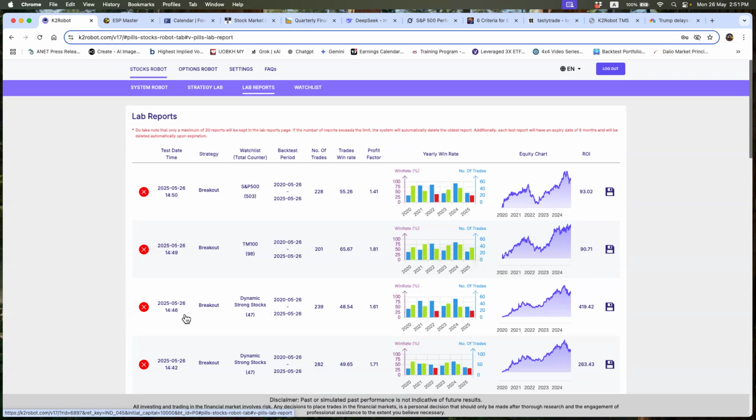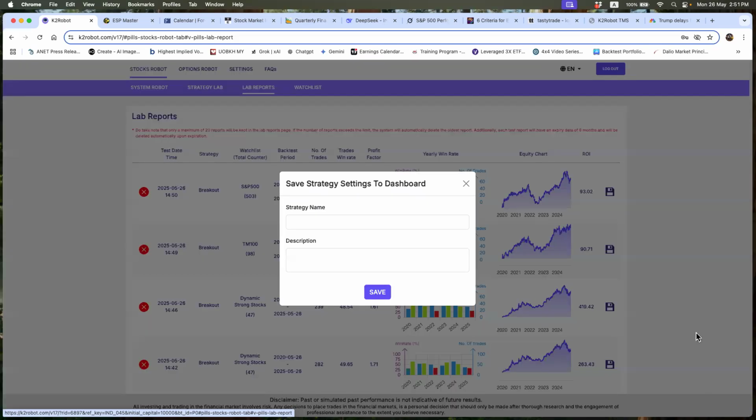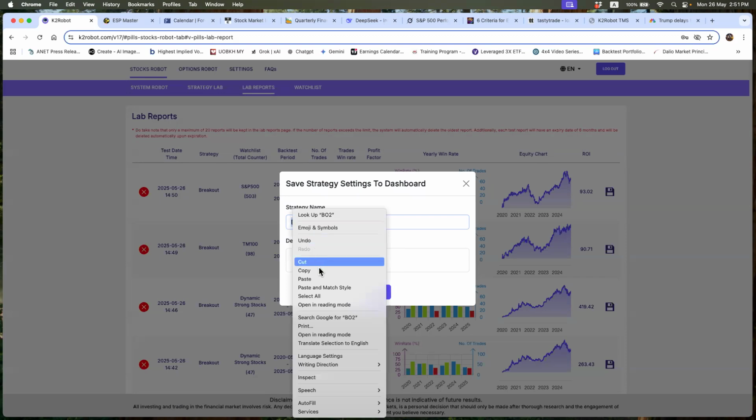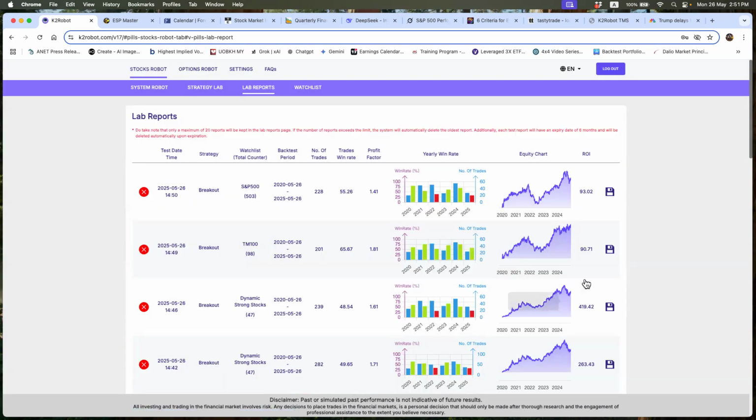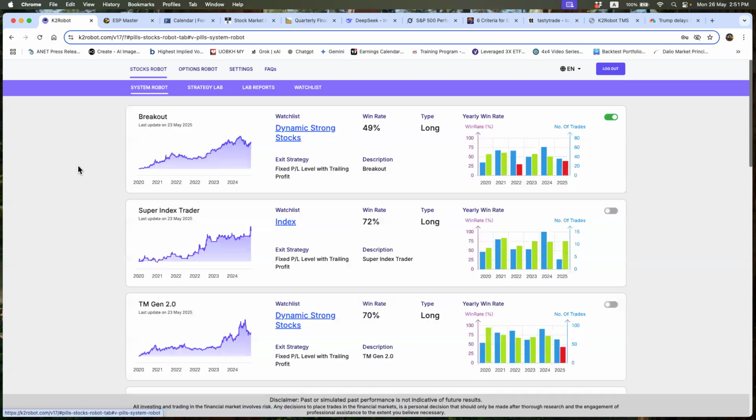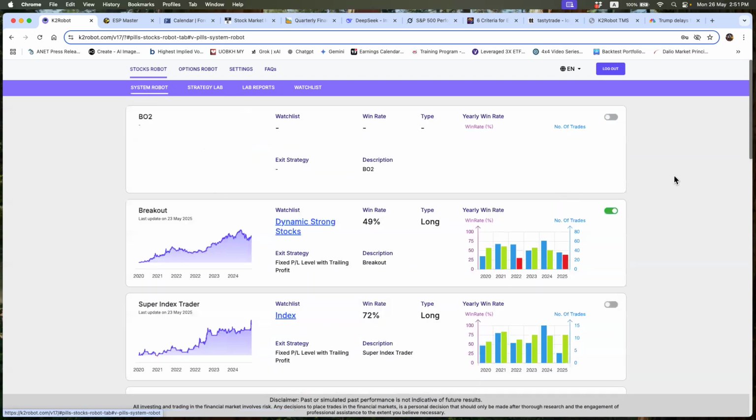So if you are happy with this strategy, this performance, these parameters, click on the diskette. Give it a name. I call it Breakout 2 because I already have a strategy done up over there, exactly the same one, which I already turned on. So I just want to call it BO2. Once you click save, you go to your system robot, and BO2 will appear. There you go. Give it some time to load up all the statistics.